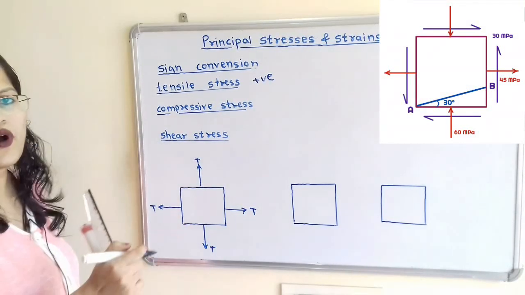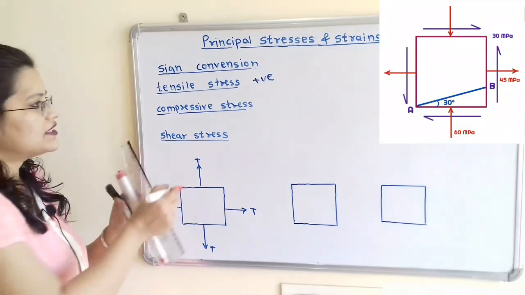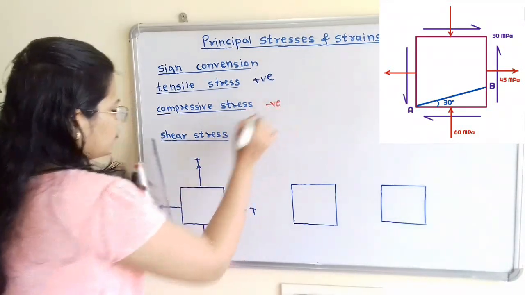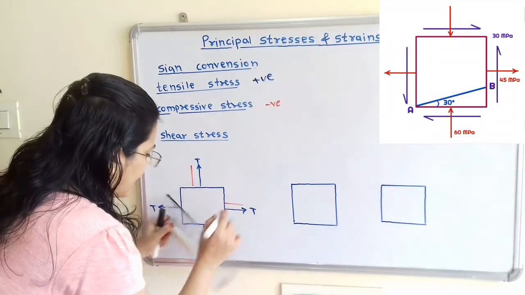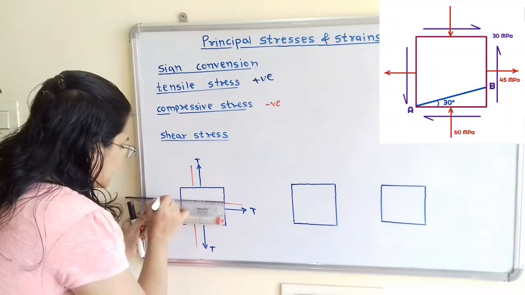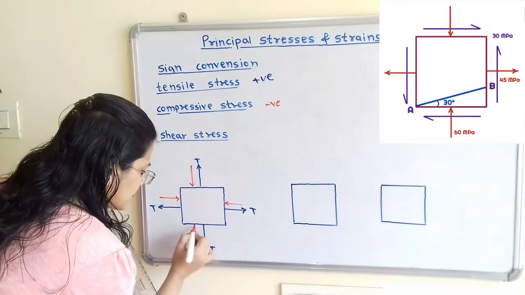Now next is compressive stress. For compressive stress, we will use the negative sign. So I will show the direction of the arrow towards the body, and we will use the letter C to show the compressive stress.